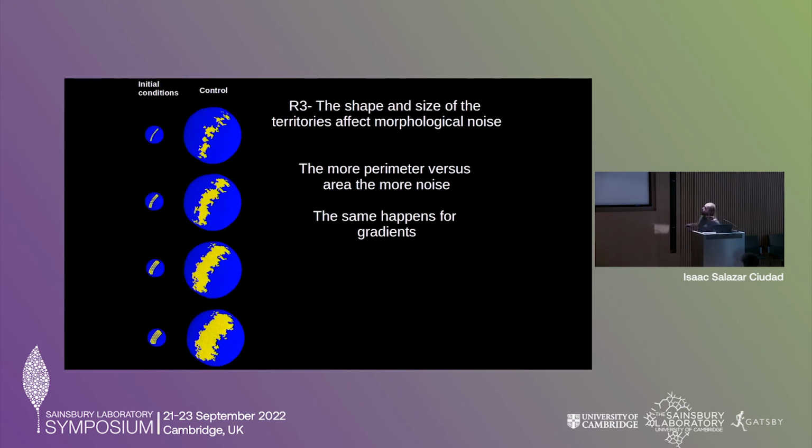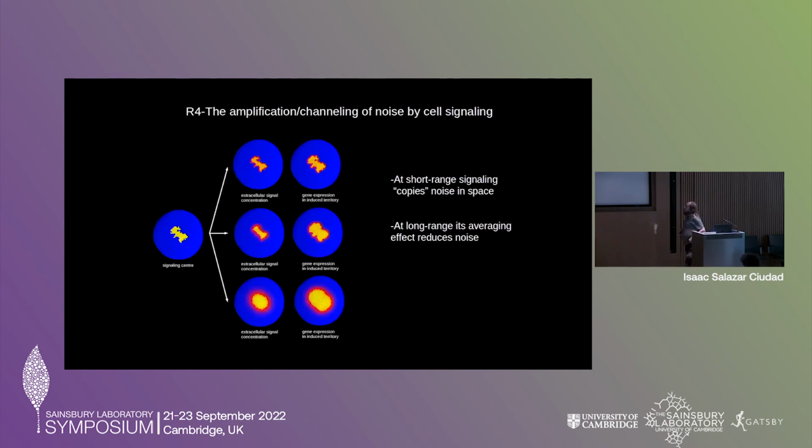The same happens for sharpness. If you have a very narrow territory, that's going to produce a lot of noise. If the territory is a bit wider, it's not going to produce as much noise. By the way, the same happens for gradients. I don't have the figures, but instead of a discrete territory, you have a gradient with gradual changes in gene expression, and you get exactly the same thing. It's the same problem somehow. Then we find that cell signaling has a strong effect on noise, but the effect is a bit ambiguous.